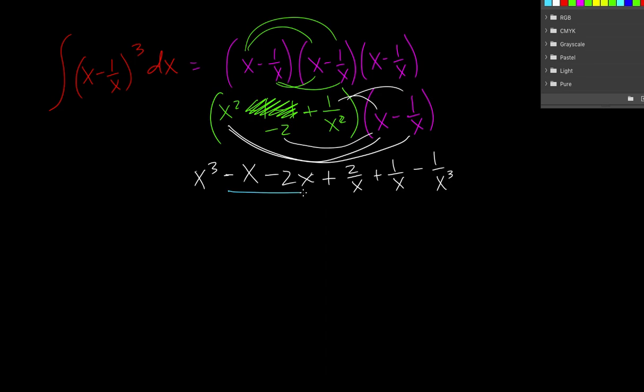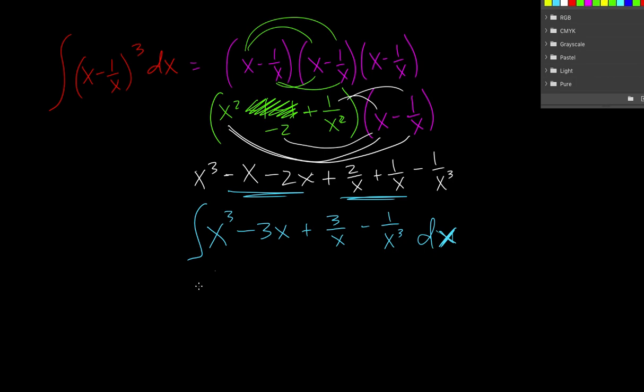Okay, so combine those, I get -3x. Combine those, I get 3 over x. And then I just have my -1 x cubed and x cubed. Okay, so this is still in an integral. Now, one more modification before I actually take the derivative, or the antiderivative. It's going to be easier if we do it that way.